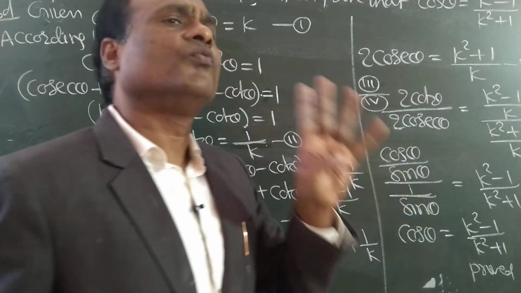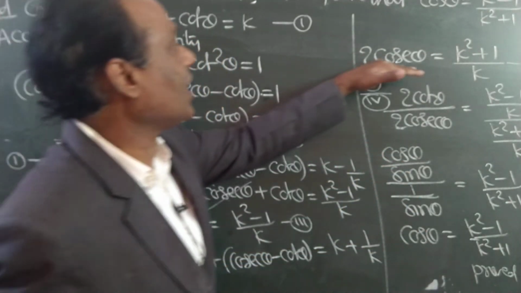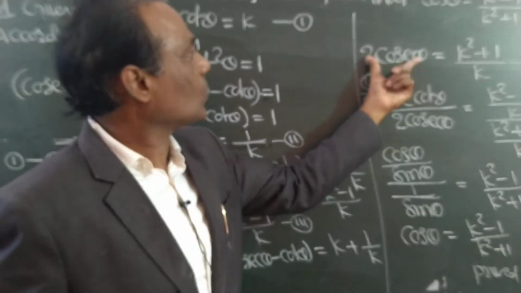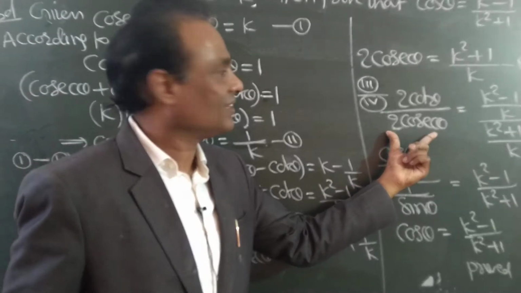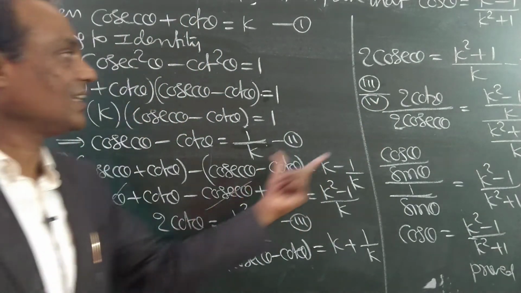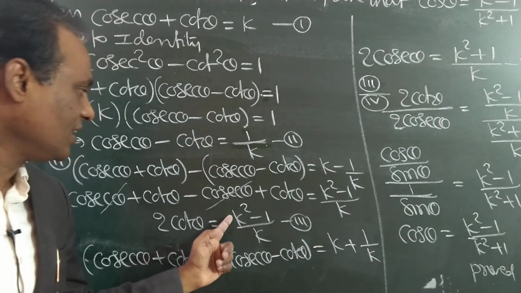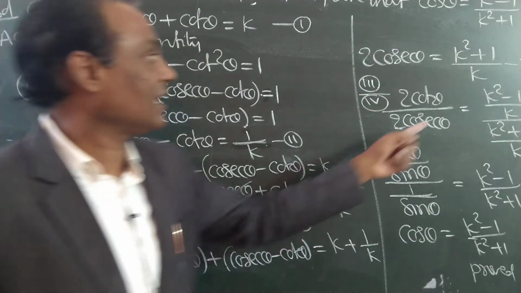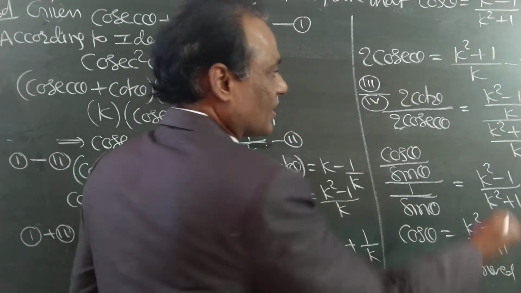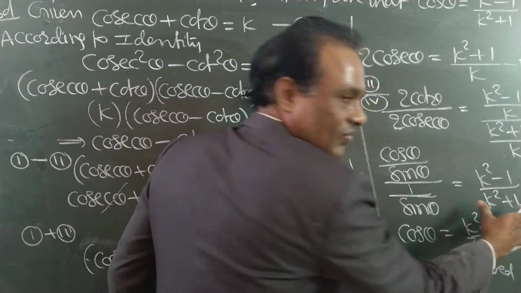Fourth idea is divide this answer by this answer. First, 2 cot theta in the numerator, 2 cosecant theta in the denominator. Third by fourth. What is third? 2 cot theta. What is fourth? 2 cosecant theta. What is the right side of third? K square minus 1 by k. Right side of fourth, k square plus 1 by k. So k cancels, k square minus 1 by k square plus 1.